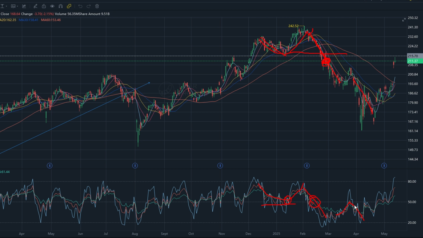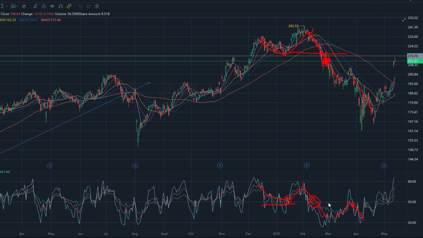At that point, you can add to short positions. So we use the 50 level as a key line. Above 50 is bullish, below 50 is bearish. If RSI pulls back but bounces above 50, it means bulls are returning. That's a chance to follow the uptrend. But if it stays below 50 and turns down again after a rebound, that's a signal to short. It's a high probability setup.